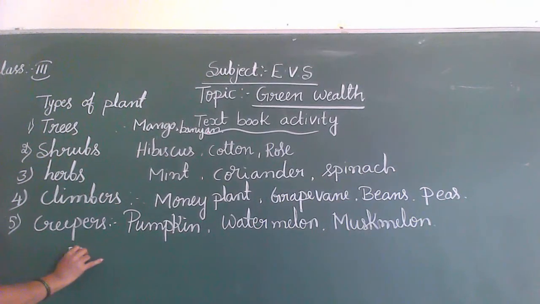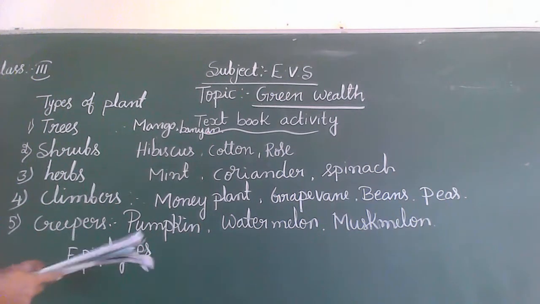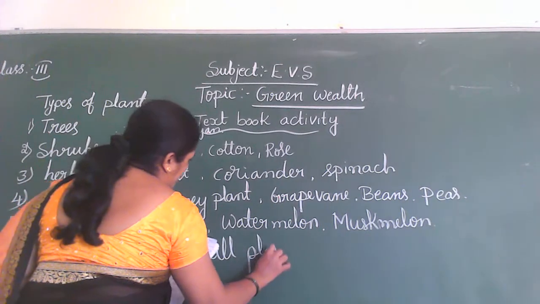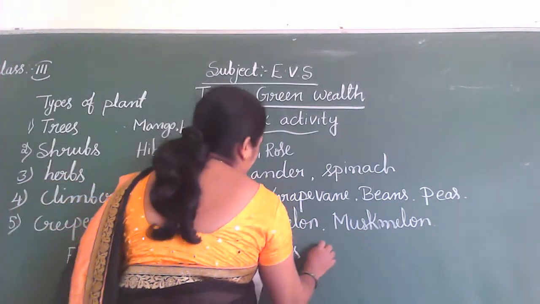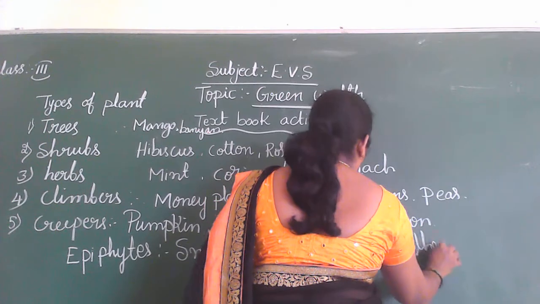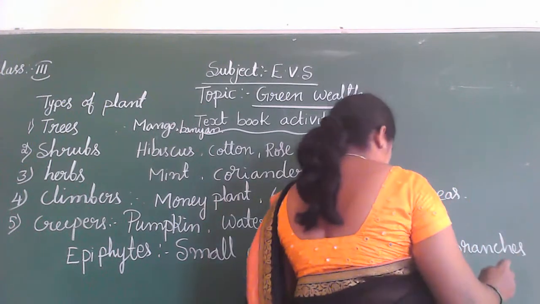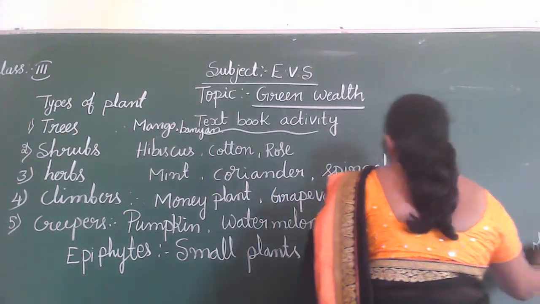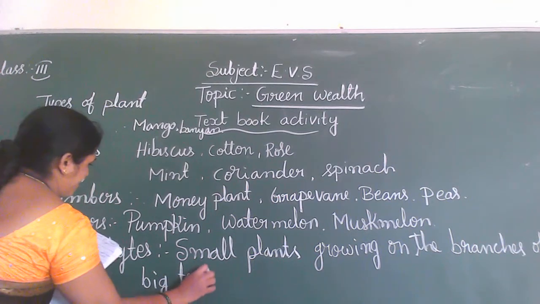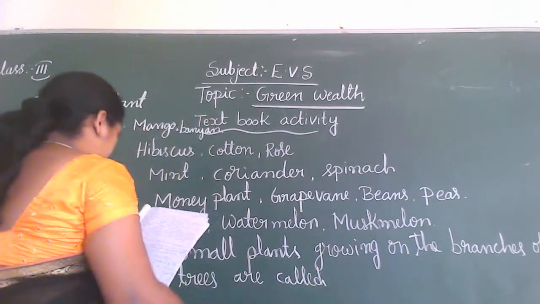What do you mean by epiphytes? Small plants growing on the branches of big trees are called epiphytes.